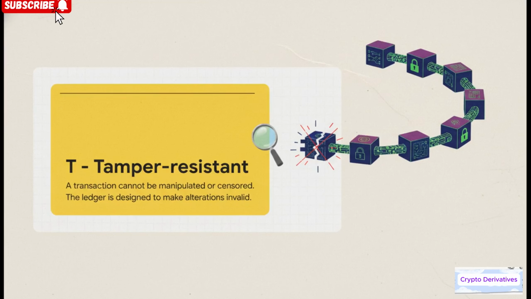And finally, T for tamper-resistant. This is where the magic of the chain really comes in.